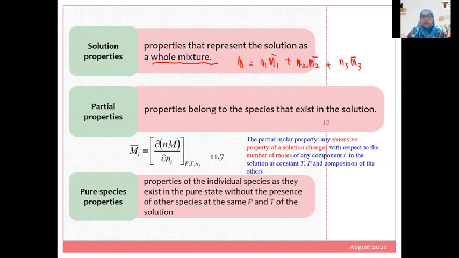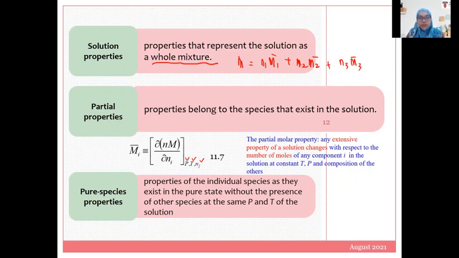And then partial properties belong to the species that exist in the solution. They can be determined from the changes of the thermodynamic properties due to the change of its mole composition. Next are the partial properties. In detail, we can define it as the change of any extensive property of a solution with respect to the number of moles at constant pressure, temperature, and other species. The extensive properties mean the properties are dependent on the size of the system.